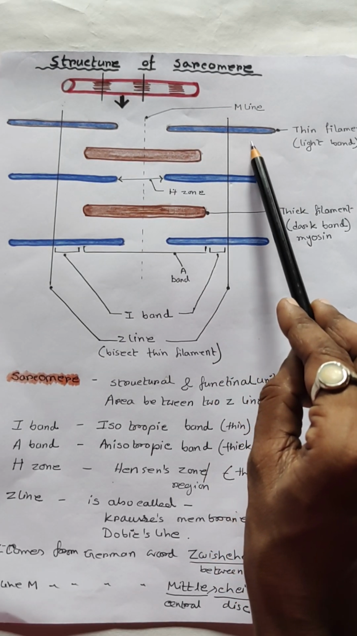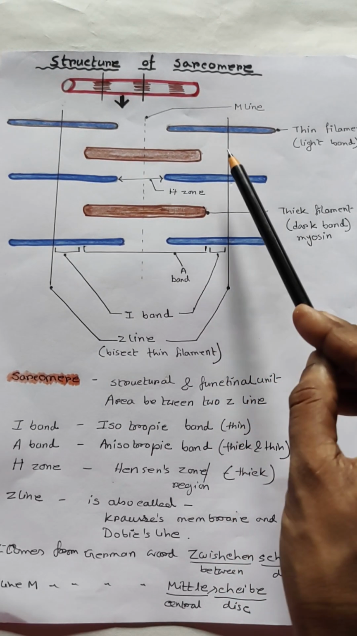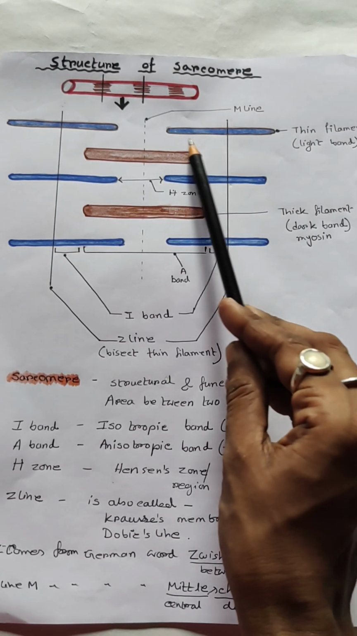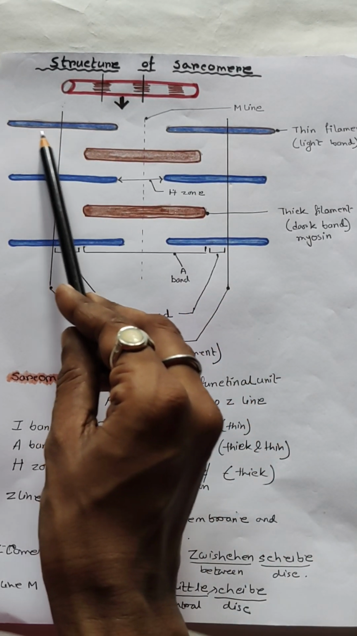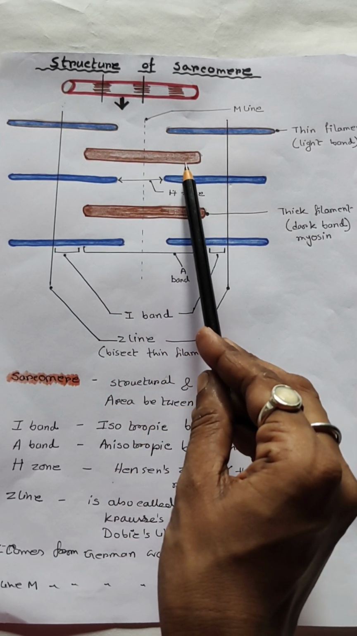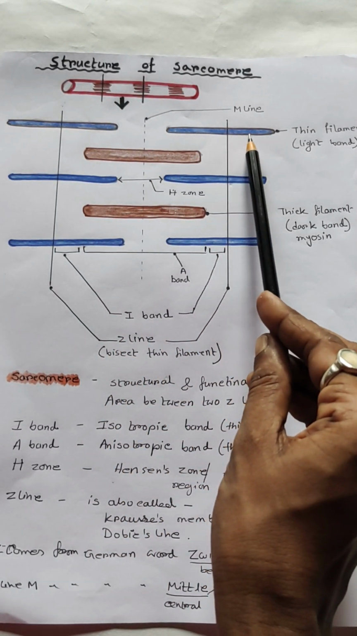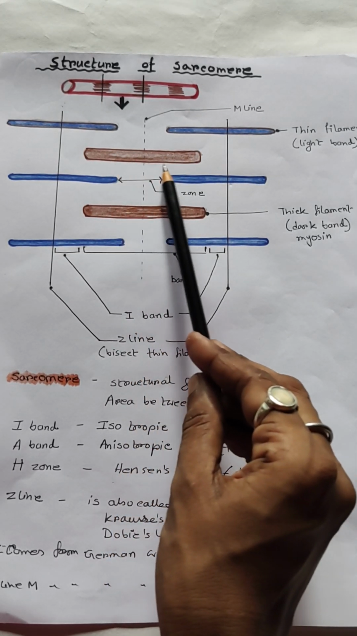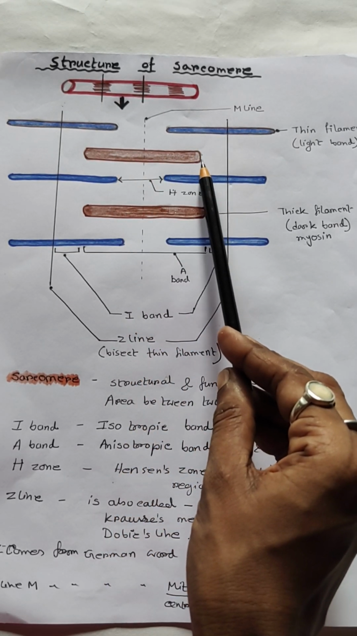So this sarcomere, the dark and light bands, is made up of two types of protein. These are the thin filament, that is the light bands. Here I draw it in blue color, and this is the thick filament. This thin filament is made up of actin protein, and this thick filament is made up of myosin protein.